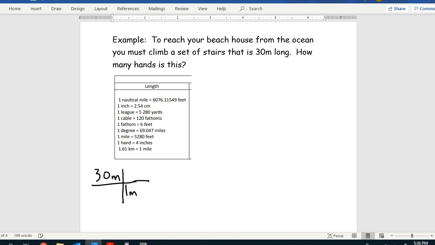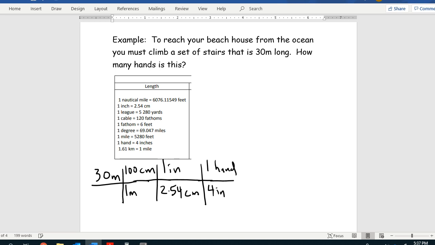Well, I know that 1 meter is equivalent to 100 centimeters. I'm looking on the chart here at centimeters. I don't see anything that would take me directly to hands, but I see I have inches to hands, where I want to go. And I do know that I can get from centimeters to inches, and here's that equivalency ratio right here that we need. We know that 2.54 centimeters is the same length as 1 inch. Now we're almost there. We have a conversion factor that will take us from inches to hands. 4 inches is the same length as 1 hand.